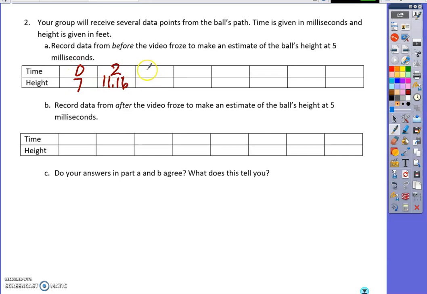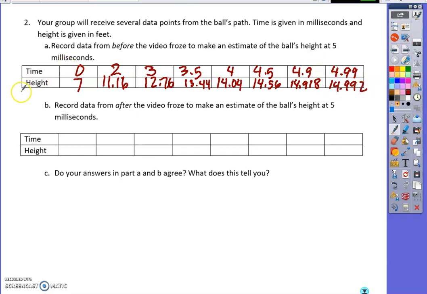11.16, 3, 12.76, 3.5, 13.44, 4, 14.04, 4.5, 14.56, 4.9, 14.918, 4.99 is 14.992. So the video is frozen. We're getting really close.